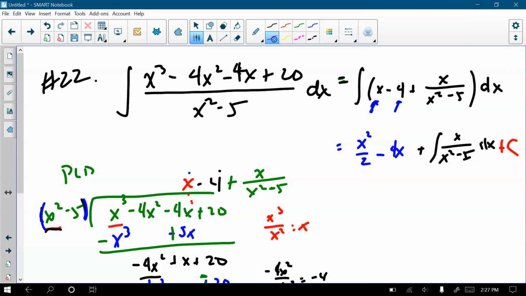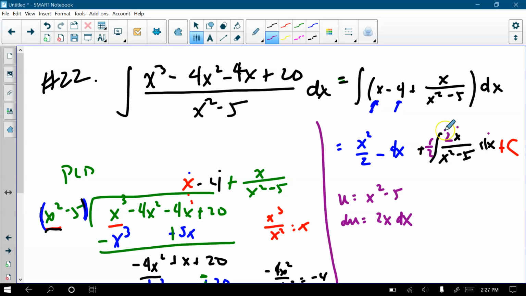Okay, now let's do a u sub. Let's draw a line, we'll partition. So if u equals x squared minus 5, du is equal to 2x dx. Now I don't have a 2x dx, I just have an x dx, so I need a 2, but then I need a half. So now I have a 2x dx.